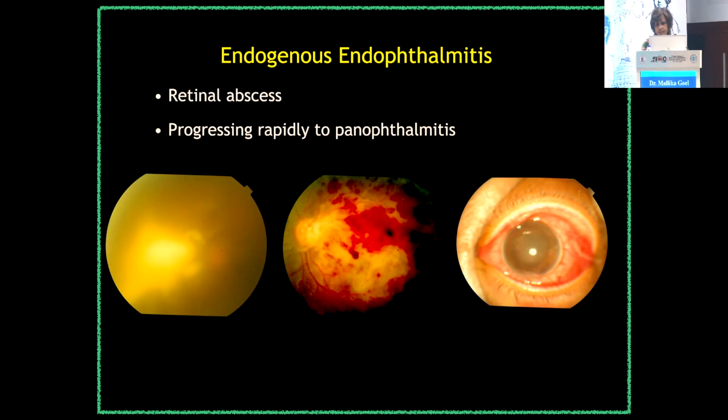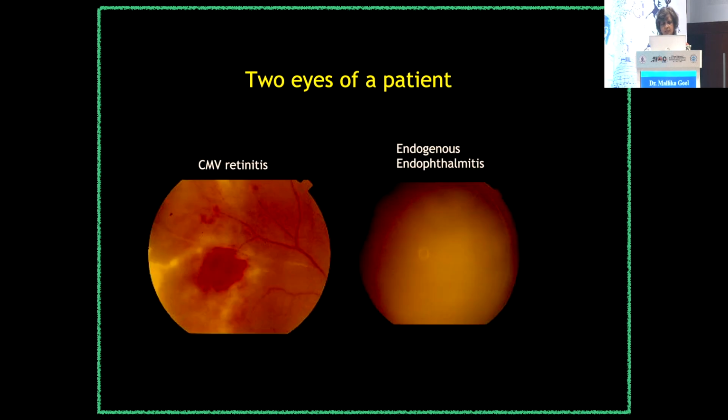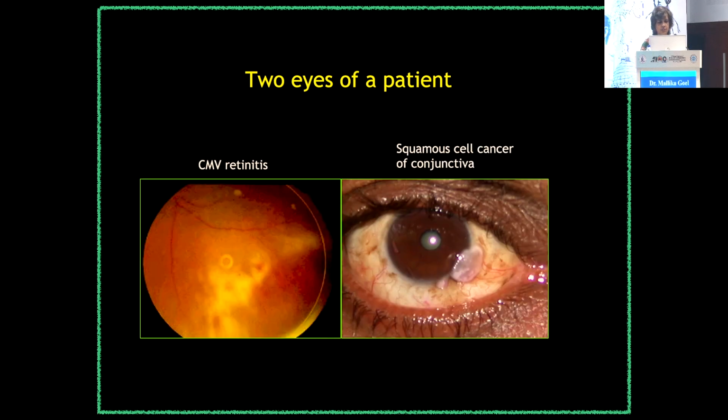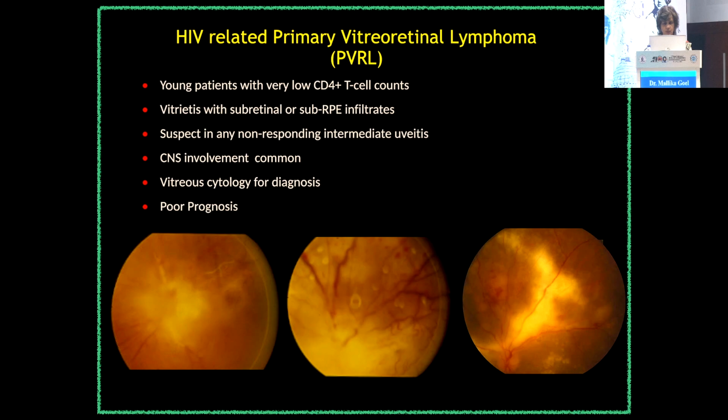We can also see retinal abscesses as bilateral, extensive, rapidly progressing to panophthalmitis as part of endogenous endophthalmitis. And often we can see two different problems in the two eyes of a patient, CMV retinitis in one, endogenous endophthalmitis in the other, or immunosuppression-related malignancy in the other eye with CMV in the one eye.